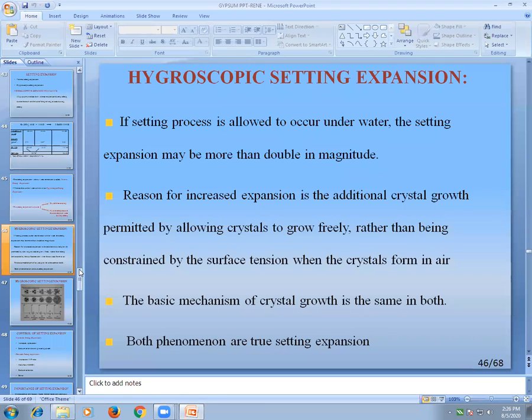So the setting expansion in case of a hygroscopic case is more, rather than being constrained by the surface tension with the crystals forming in the air. The basic mechanism of crystal growth is the same in both. Both the phenomena are through setting expansion.